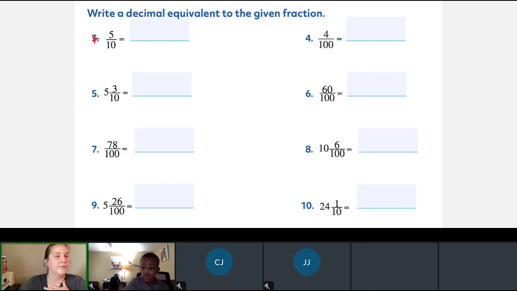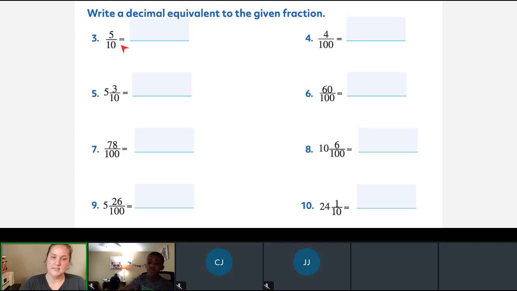So numbers 3 through 10 in your workbook look like this. Okay. It says write a decimal equivalent to the fraction. So up here we have 5 over 10. Are we supposed to be doing this on a test? No, this is in your workbook, Austin. In your math workbook. If you don't have your workbook, you're just writing it on a piece of paper because this is your work sample for quarter 3 for math.